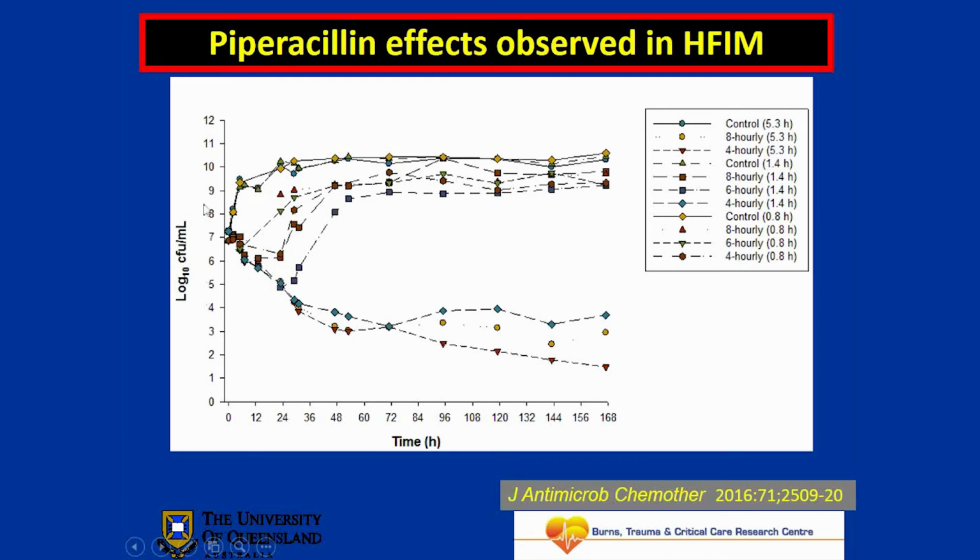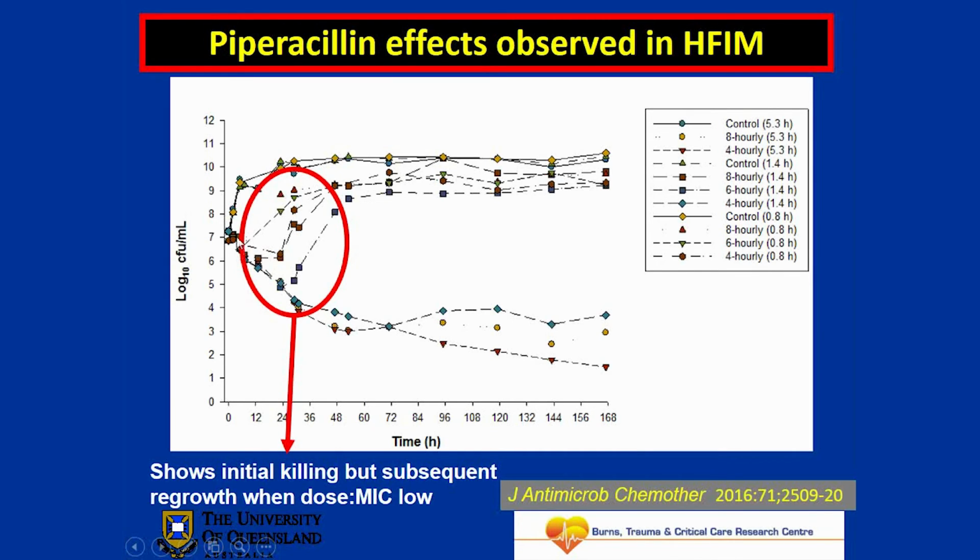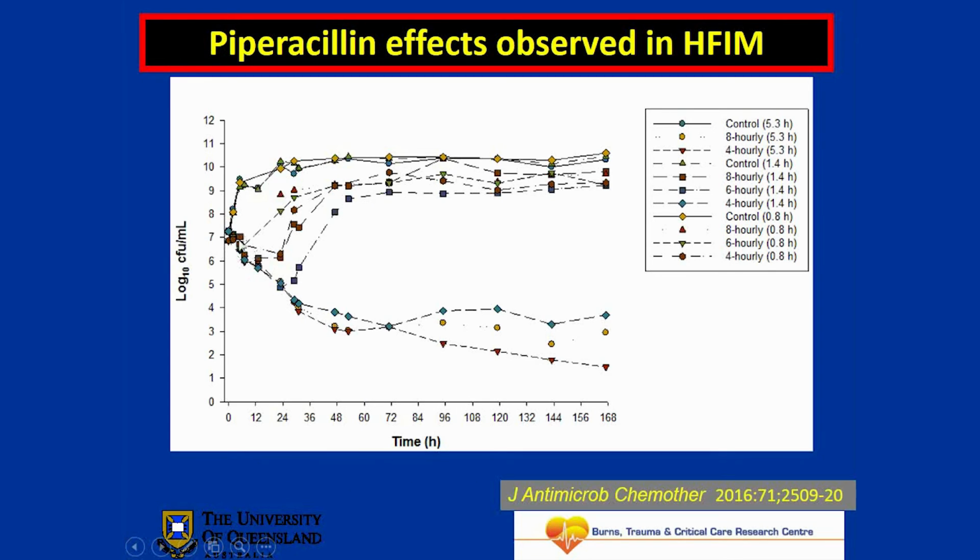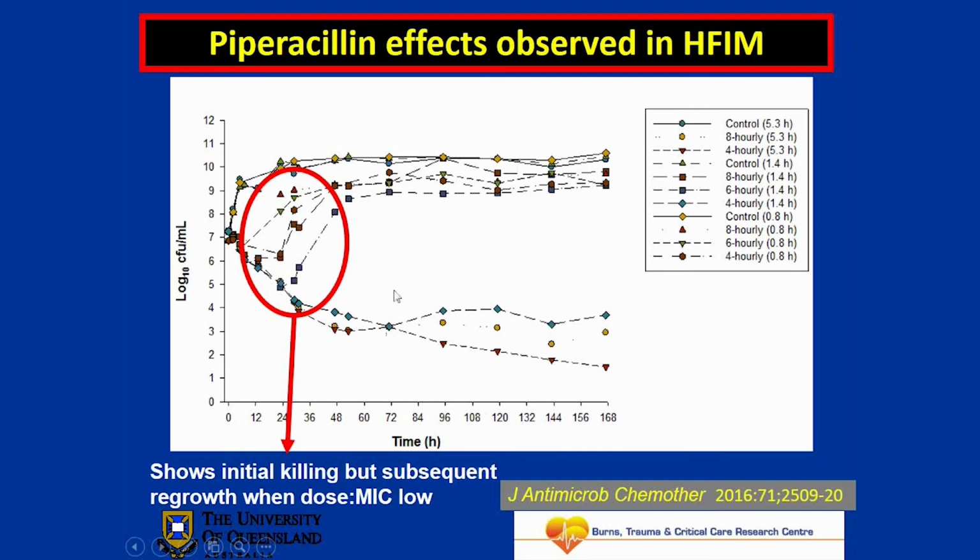So here is a kill characteristic of piperacillin. There's the colony forming units growing. And if you look at that part of the curve before the circle, it looks like the organism is sensitive to the dosing of piperacillin, because the MIC will be such that you get drop off of the colony forming units initially. But if you look at this axis over time, you will get regrowth unless you give whopping big doses. So the organisms in the hollow fiber become resistant and grow up.